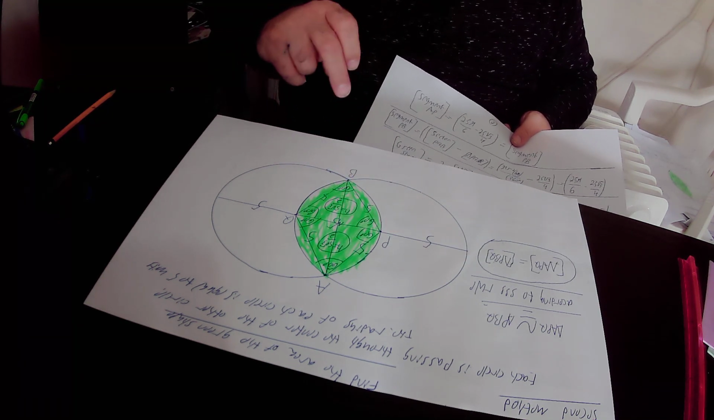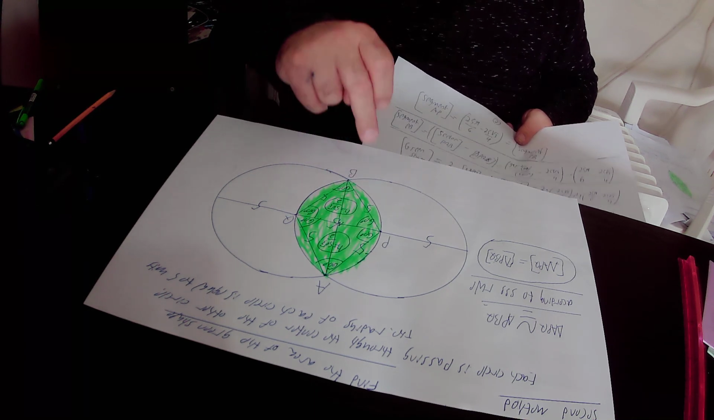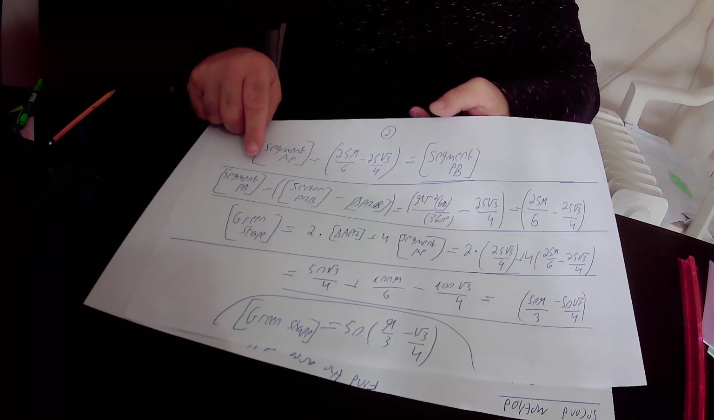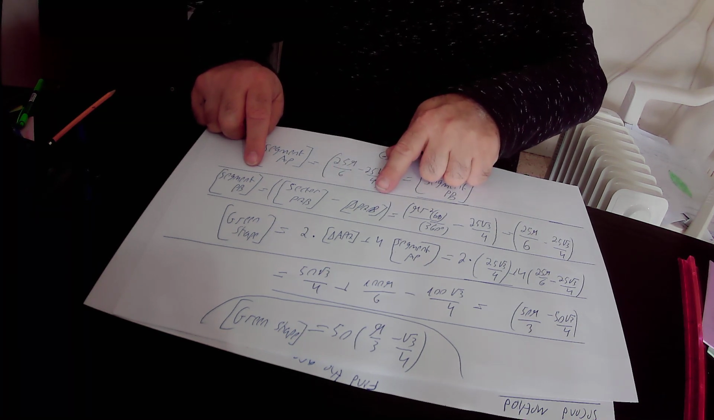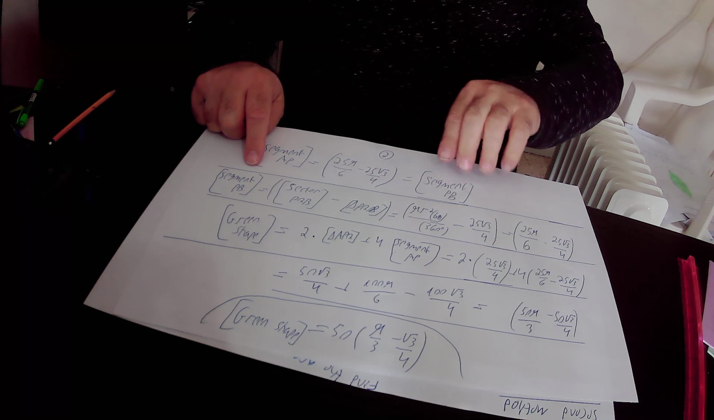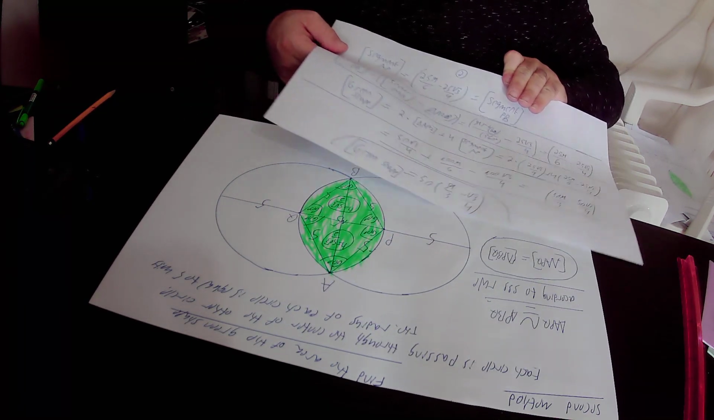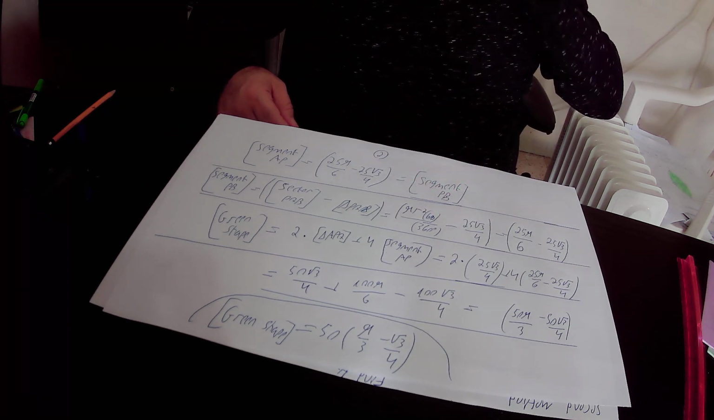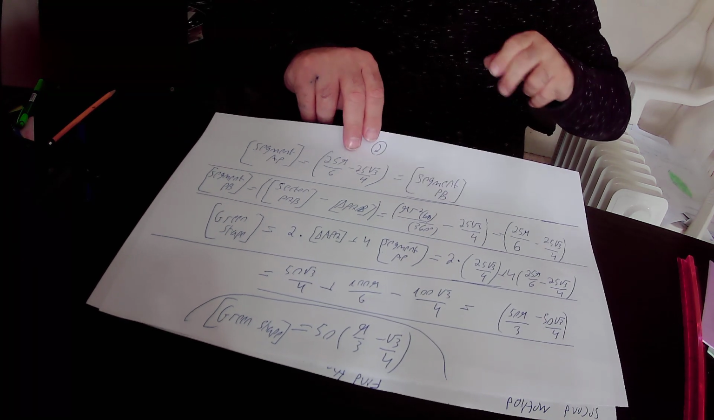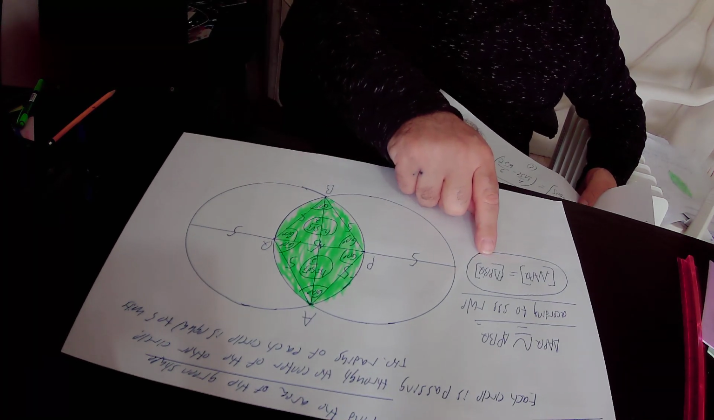The area of segment PB equals the area of sector PQB minus the area of triangle PQB. The area of sector PQB equals pi r squared times 60 degrees over 360 degrees.